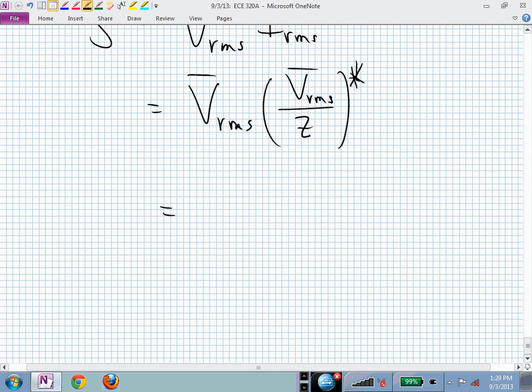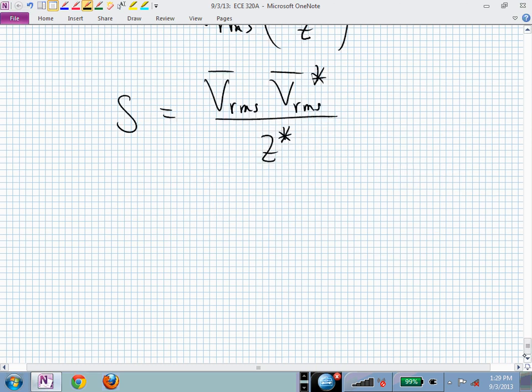What's the complex conjugate of a quotient? A over B, star, is A star over B star. It's just the quotient of the conjugates. This now allows us to write down an expression for the complex power knowing the voltages and the impedance.